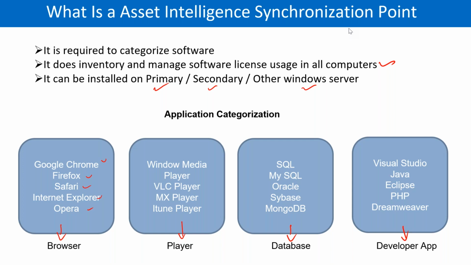Yes, pushing is possible. That is done through application deployment. You can integrate the license into the application and then deploy. That is another thing. But asset intelligence is for inventory purposes. It has nothing to do with the deployment of licenses. You can't push the license through asset intelligence. This is basically to find out on how many systems the license is being consumed. Okay.